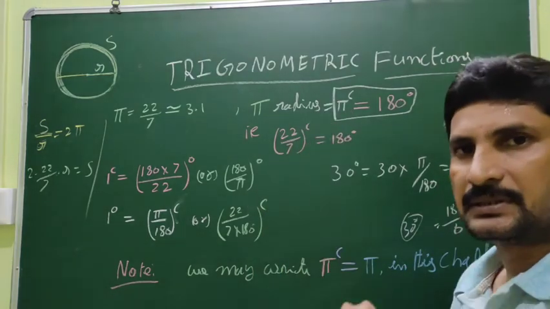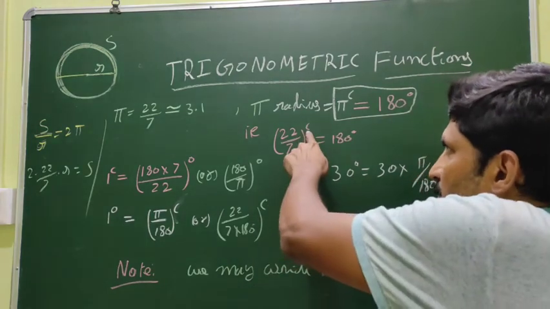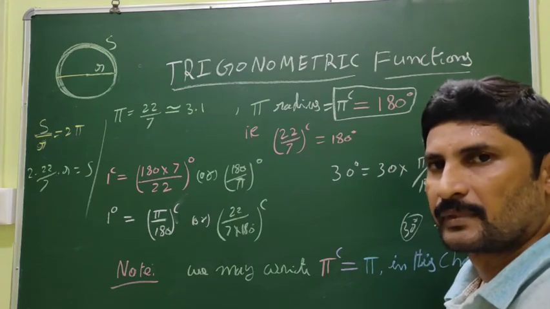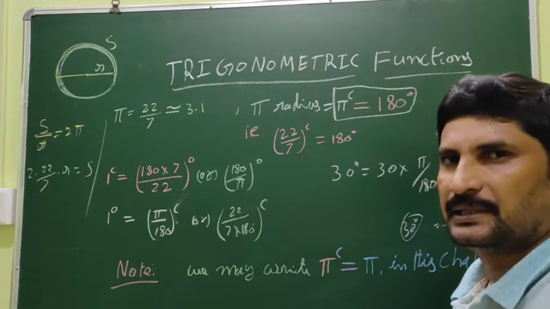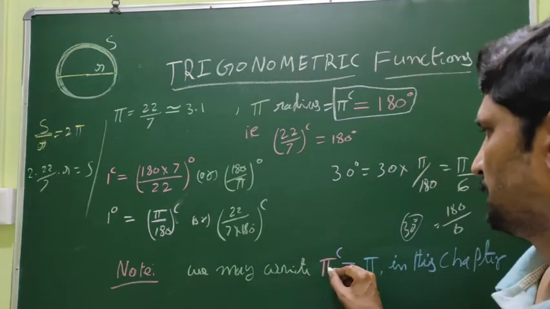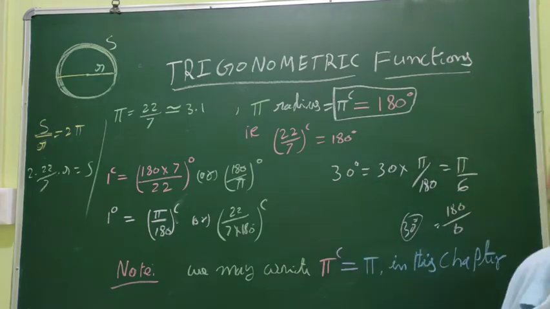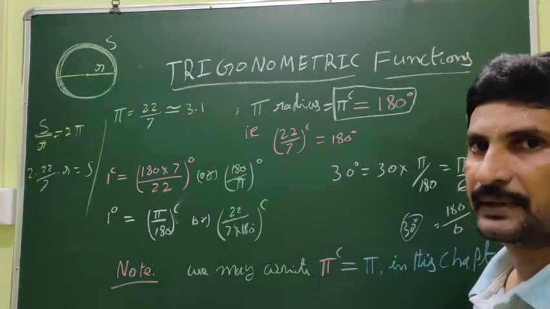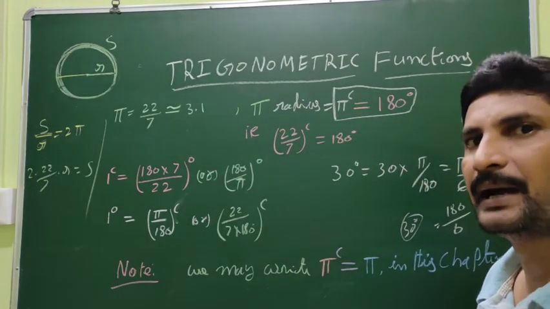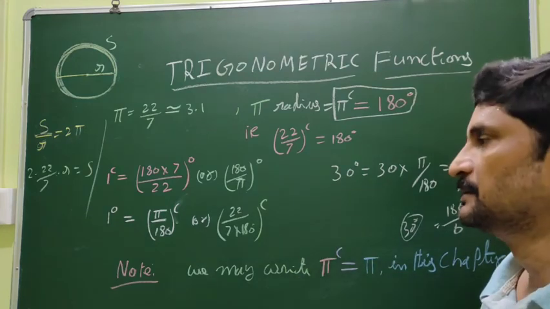But in this trigonometry chapter, every time you must mention the radian. It is difficult to mention it every time, so we may write pi radians. Instead of pi radians, write pi only. Actually pi is 22 by 7, but in the trigonometry chapter, pi is pi radian. That is 22 by 7 radians.